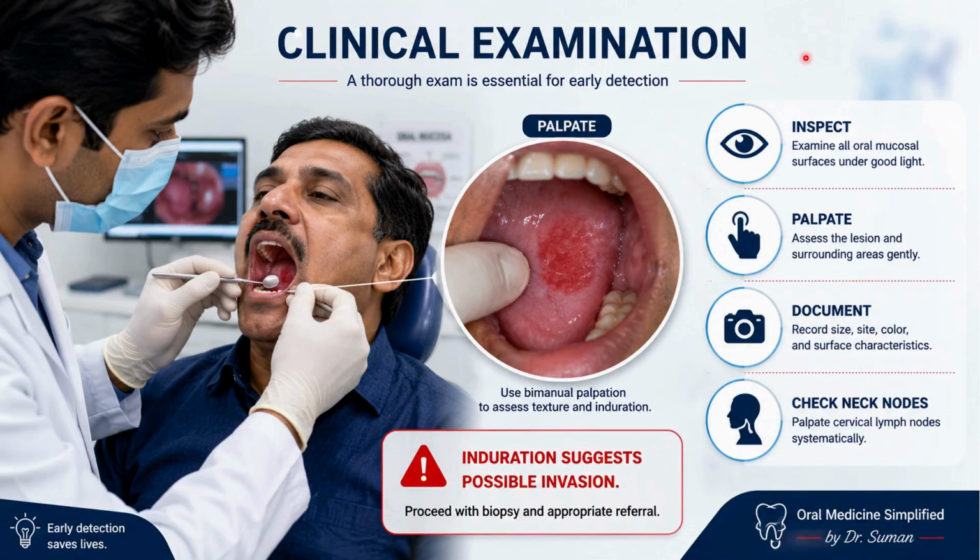Clinical examination must include both inspection and palpation. Inspection helps us evaluate the color, size, site, surface texture, borders, and whether the lesion is red, white, mixed, ulcerated, granular, or smooth. Palpation helps us assess consistency. Is the lesion soft, firm, fixed, tender, or indurated? Induration is particularly important because it may suggest invasive disease.